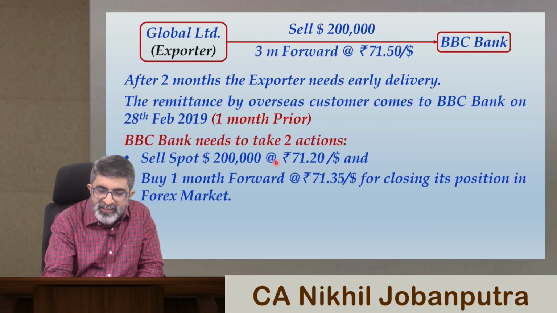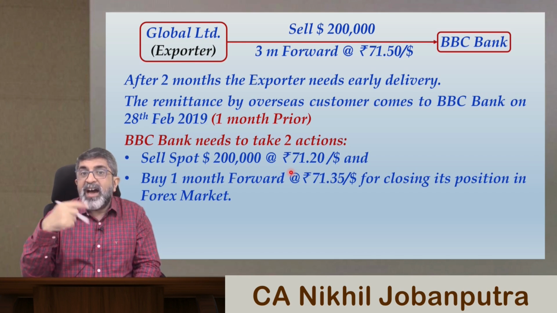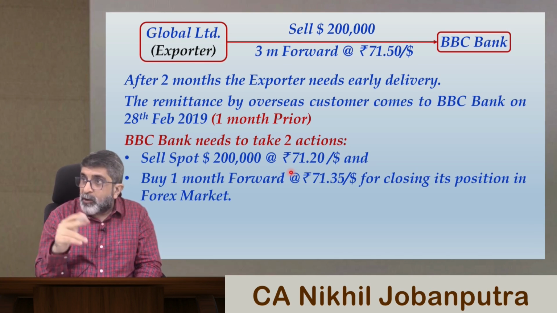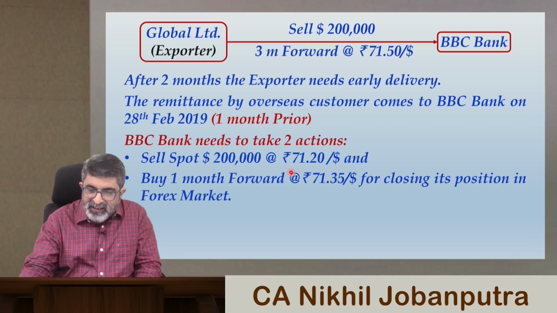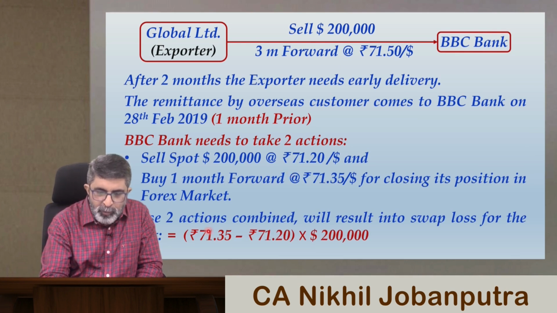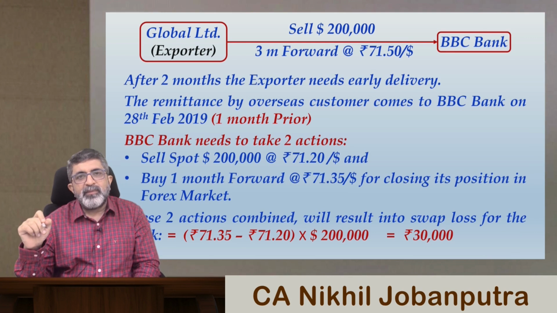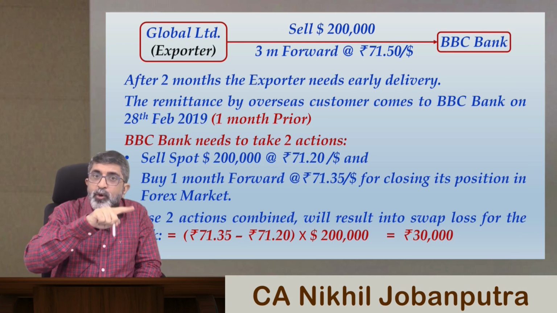Now look at one thing, it is selling at 71.20 and it is agreeing to buy at 71.35, agreeing to buy at a rate higher than the rate at which it is selling USD. Obviously if you are buying at a higher rate and selling at a lower rate, you are suffering a loss. This is basically the swap loss. As per FEDAI rules, this swap loss, the difference between these two rates multiplied by the foreign currency amount of $2 lakh, will come to rupees 30,000. This loss the bank has suffered because of Global Limited.